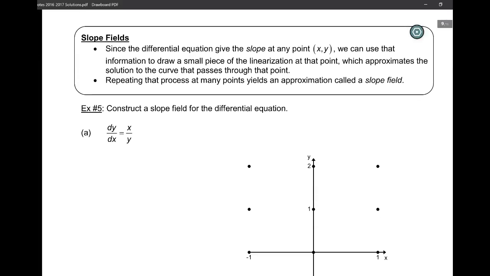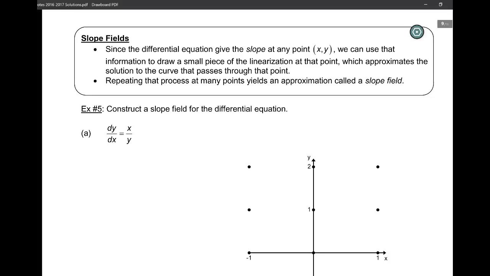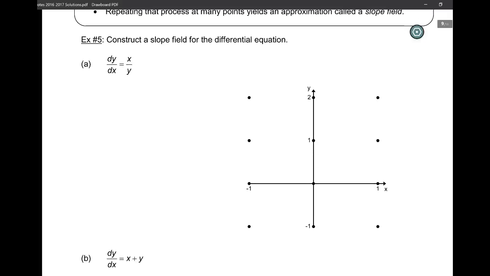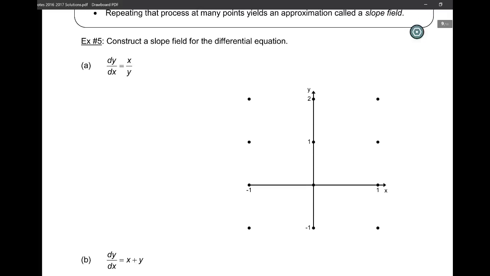Okay, next we have slope fields. And in the following lesson, we're going to see how these two pieces come together with differential equations and slope fields. So derivatives can be defined in terms of x and y. We saw this actually back when we did implicit differentiation. So in order to draw a slope field, we're going to make small line segments.